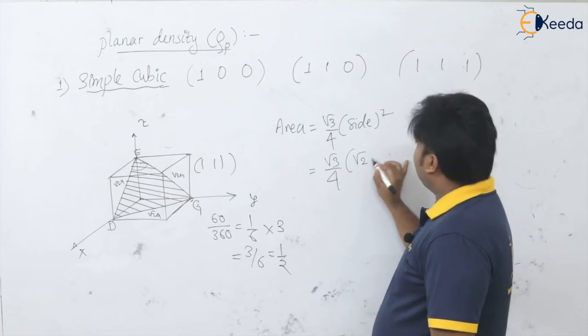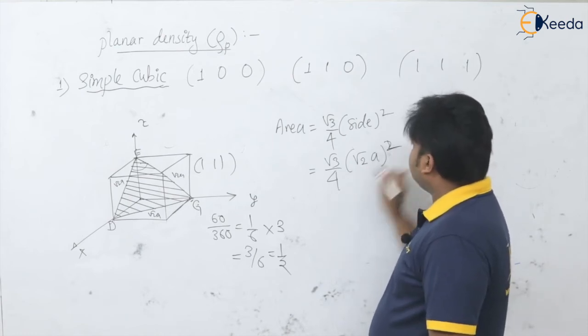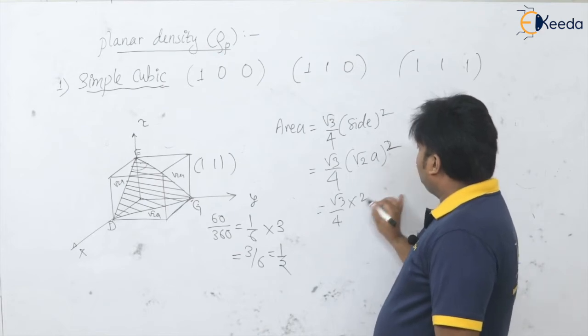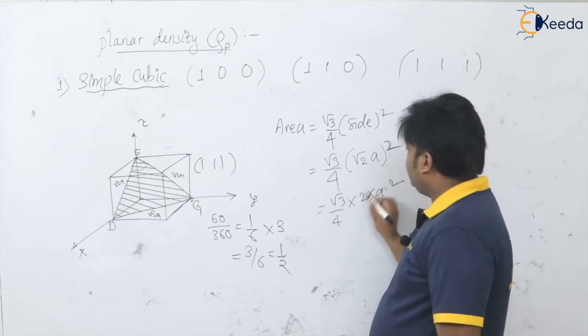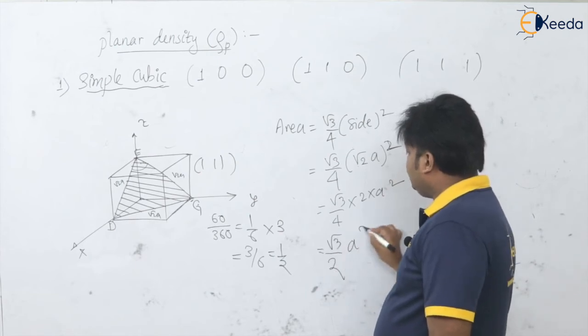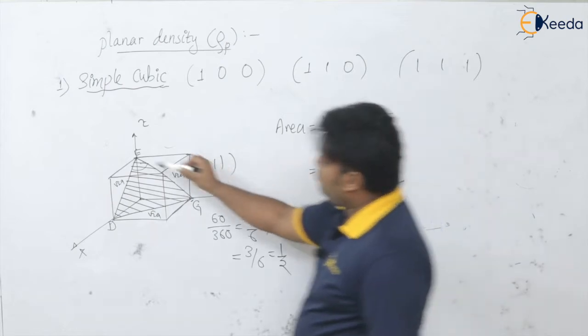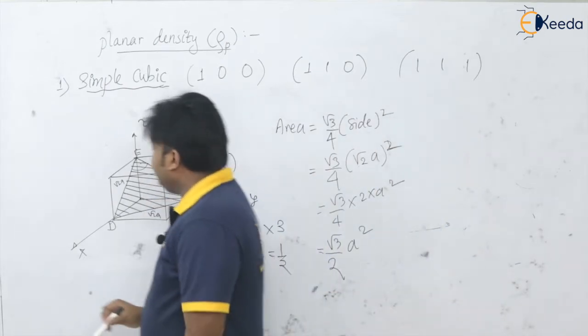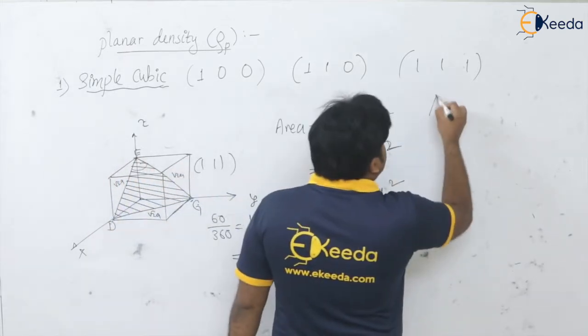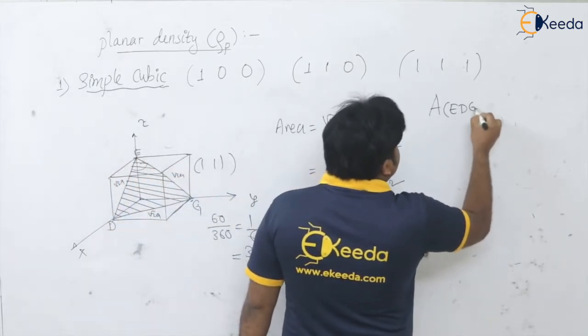So what is the side of this equilateral triangle? √2 times a, so √3/4 times (√2a)², what will it come to? √3/4 times 2 times a squared, so it becomes √3/2 a². This will be the area of this plane, isn't it? The area of plane EDG, what will it be?